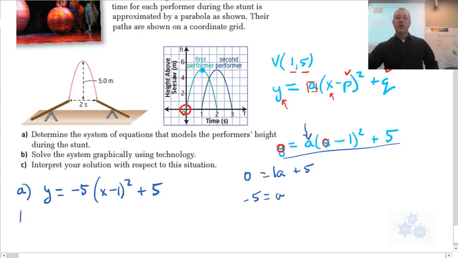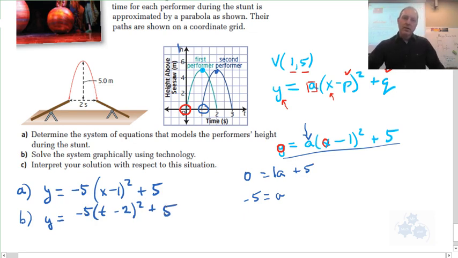And then we do the same thing for b. Use this vertex of (2, 5) and a point of (1, 0). You can choose that one, solve for your a, put it all together. All right, so in doing that, you should get, for this one, y equals negative 5 (t minus 2) squared plus 5. That's what you would get.